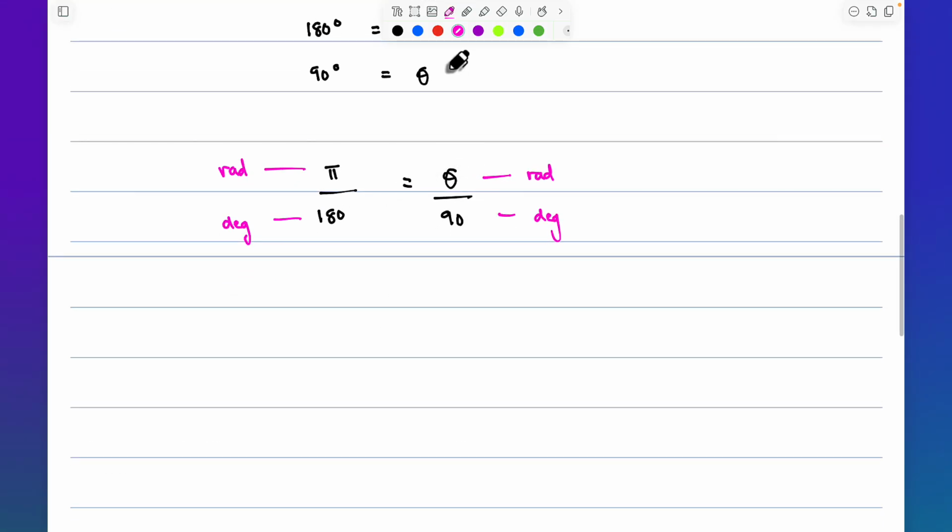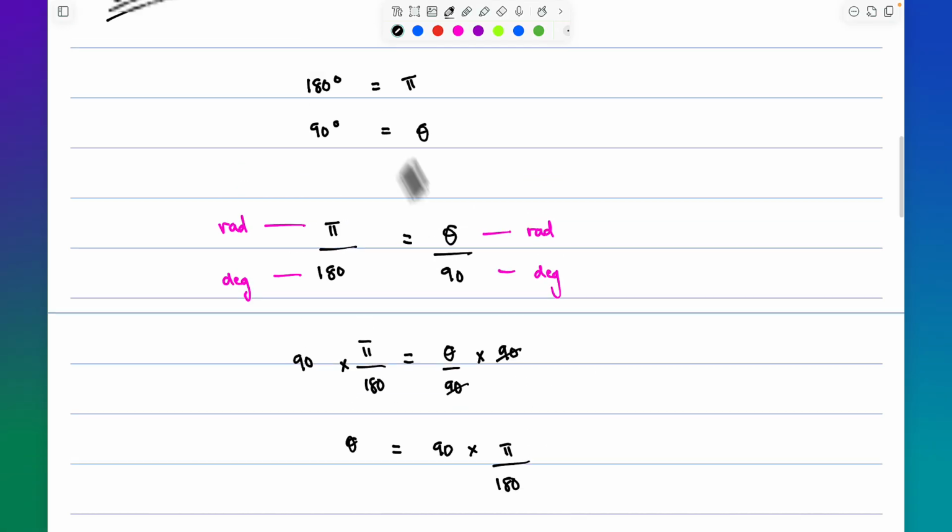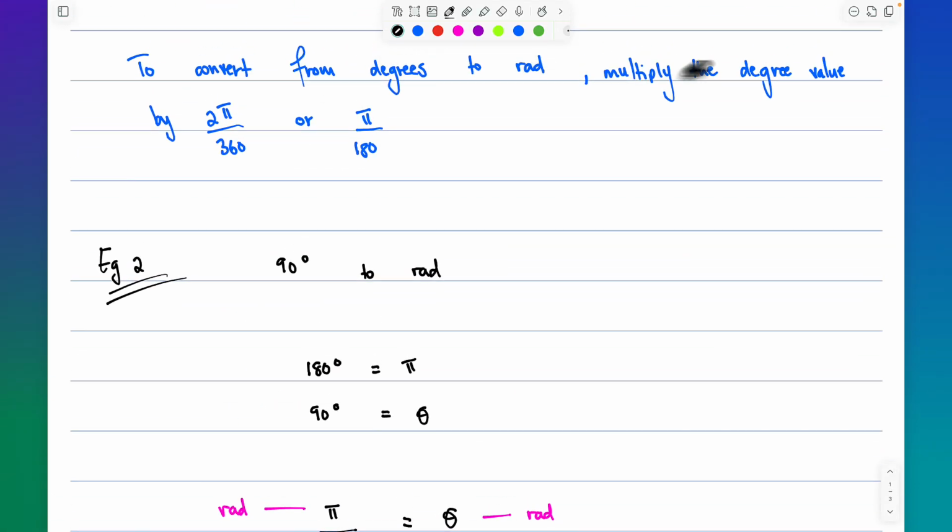So then from there, let me just rewrite this. Pi over 180 is equal to theta over 90. Multiply both sides by 90. Multiply this side by 90. That means your theta is going to be equal to 90 multiplied by pi over 180. So this is why we said, in order to go from degrees to radians, just multiply it by pi over 180.